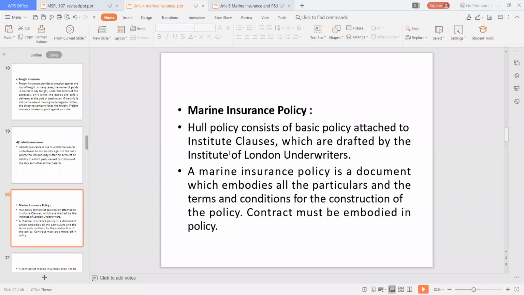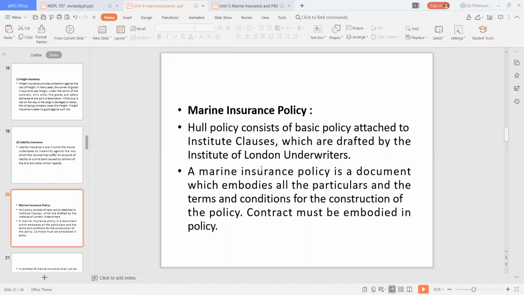Next is marine insurance policy. Hull policy consists of a basic policy attached to the institute clauses, which are drafted by the Institute of London Underwriters. A marine insurance policy is a document which embodies all the particulars and the terms and conditions for the construction of the policy. Contract must be embodied in the policy.